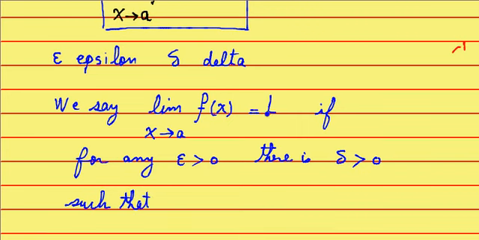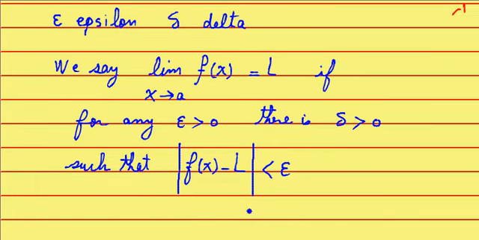the difference between f of x and L, which is the absolute value of their difference, is less than epsilon, that given first number, whenever x itself is as close to a as delta, that is, the difference of x and a is less than delta but larger than 0.